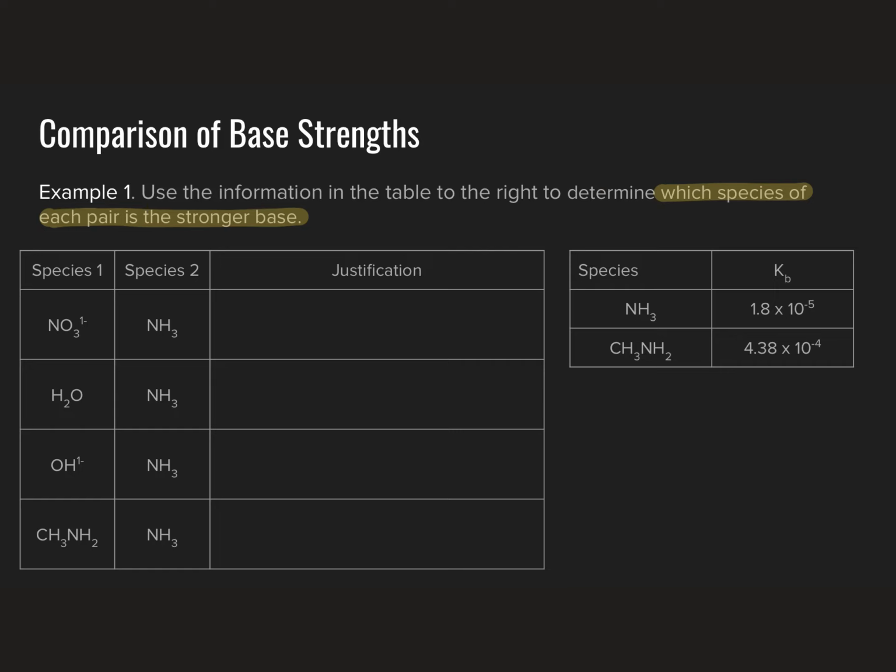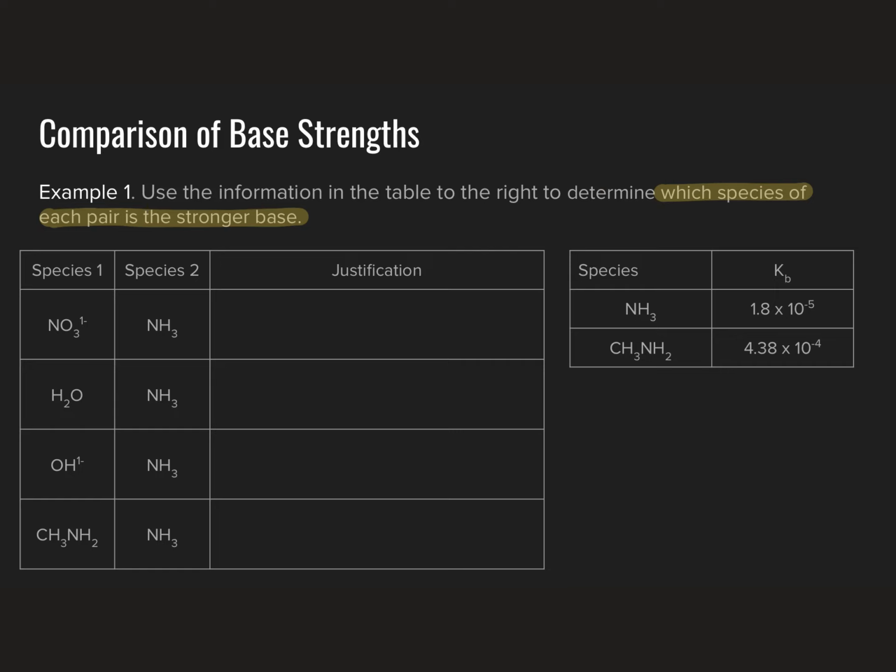Now, recall from our previous conversation that the stronger an acid, the weaker its conjugate base is going to be in a Bronsted-Lowry acid-base interaction. So when we're looking at example number 1 here, we're going to make use of that fact to make some decisions about which of each of these different species is the stronger base out of the given pairs.